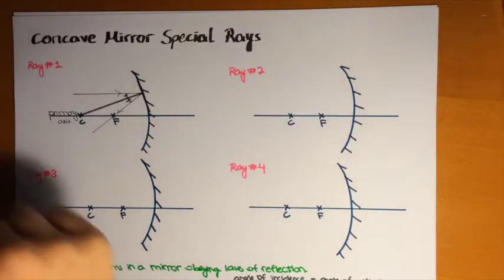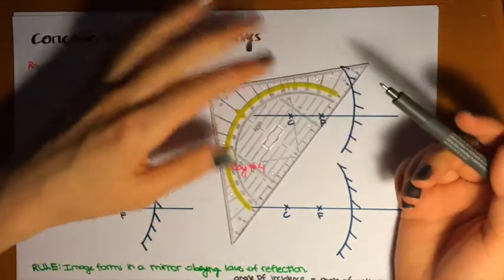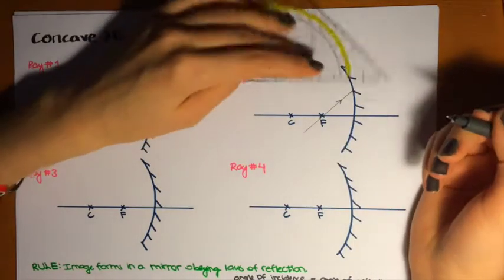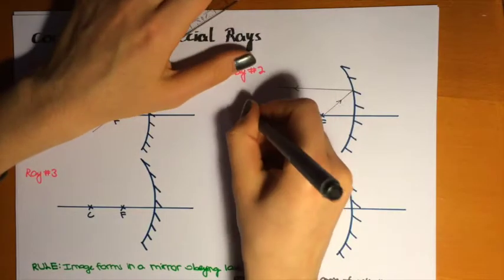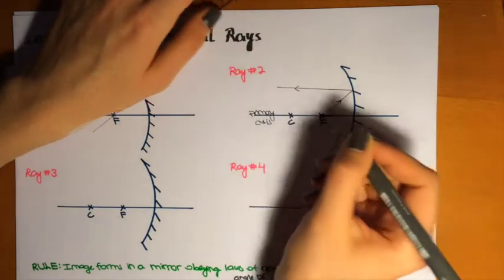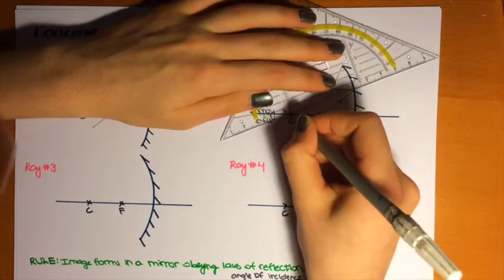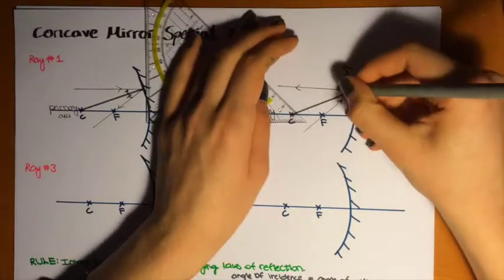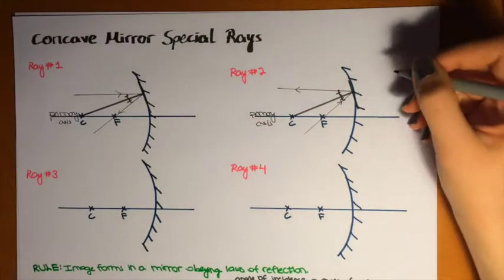In ray number 2, I'm going to do the exact opposite I did right here. I'm going to send my ray from the focus. And this is going to reflect parallel to the primary axis. Okay, to check that, I'm going to put a normal line from the center. And I'm going to see that the angle of incidence is again equal to the angle of reflection.